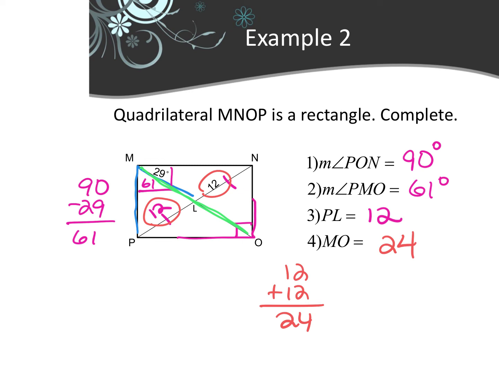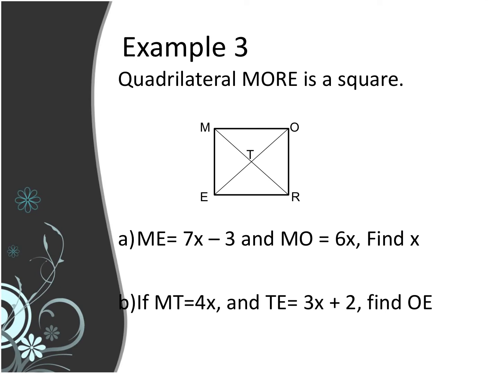And then the last example will be for a square. They're telling us that quadrilateral MORE is a square. I know by definition the square has all the properties of the rectangle and the rhombus. So it has 4 right angles and 4 congruent sides. So here it says ME has a measure of 7x minus 3 and MO is 6x. I know that all sides in my square are congruent. So to find the measure of x, I'm going to set 7x minus 3 equal to the 6x.